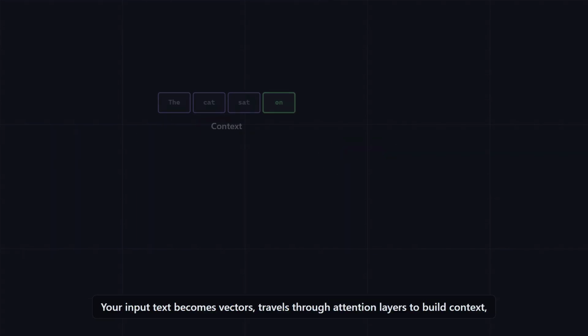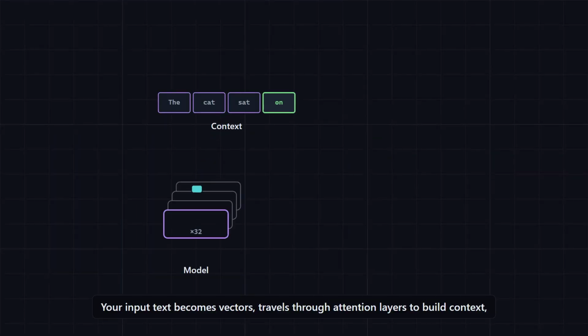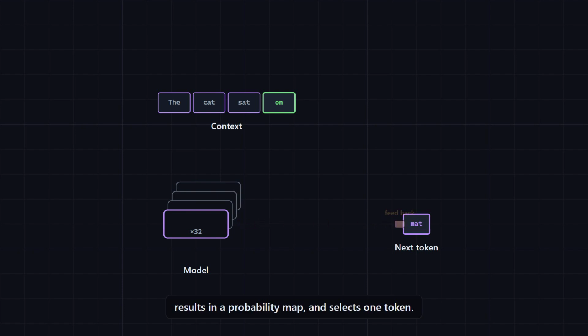Your input text becomes vectors, travels through attention layers to build context, results in a probability map, and selects one token. That token is then fed back into the start to repeat the process.